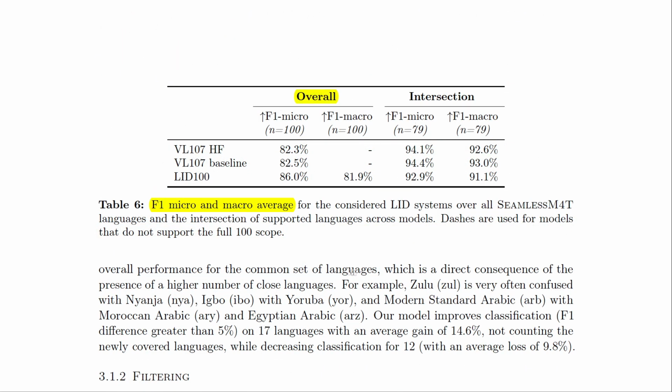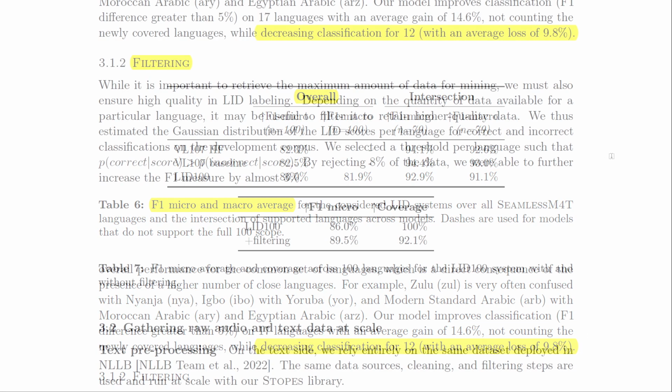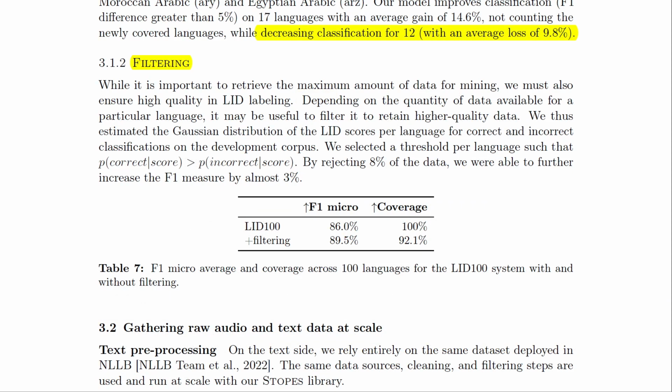Interestingly, training on additional languages slightly decreased the overall performance for common languages. This is due to the presence of closely related languages. Maintaining high-quality LID labeling is crucial. Depending on the available data quality for a specific language, filtering may be necessary to retain high-quality data. In one instance, by rejecting 8% of the data, the researchers were able to boost F1 measure by almost 3%.